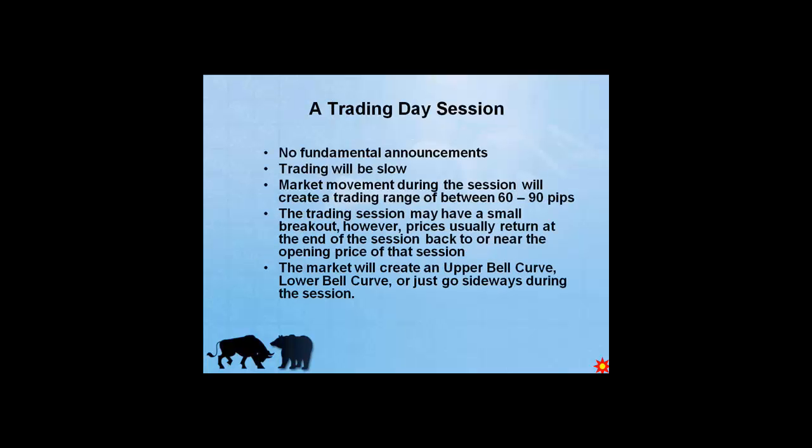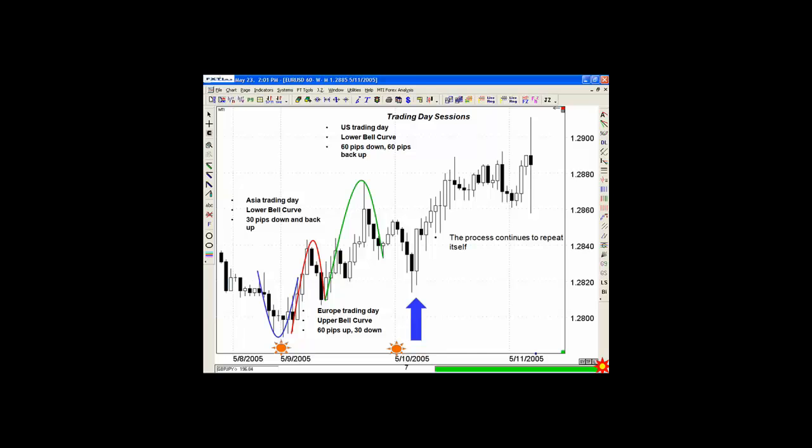Now, a trading session, there's no fundamental announcements. Trading will be slow. The market during the session will create a trading range between 60 through 90 pips. The trading session may have a small breakout. However, prices usually return at the end of the session back or near of the opening price of the session. And the market will create an upper bell curve, lower bell curve, or just a sideways movement during the session. And we can see it here.